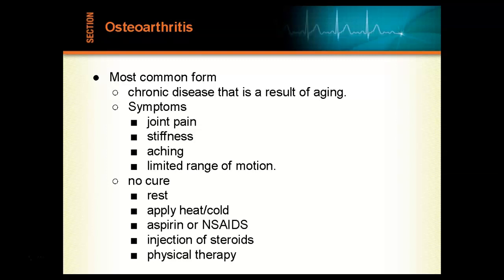However, the treatment is rest, applying heat and cold, aspirin or NSAIDs. NSAIDs are non-steroidal anti-inflammatory drugs, okay? So an example of an NSAID would be ibuprofen, Aleve, Motrin, Advil, all of those. Motrin, Advil, and ibuprofen are all the same type of drug. Motrin and Advil are just brand names for ibuprofen, whereas Aleve is a different type of NSAID. Toradol is a prescription NSAID, but all of those are non-steroidal anti-inflammatories. So that's one of the treatments.